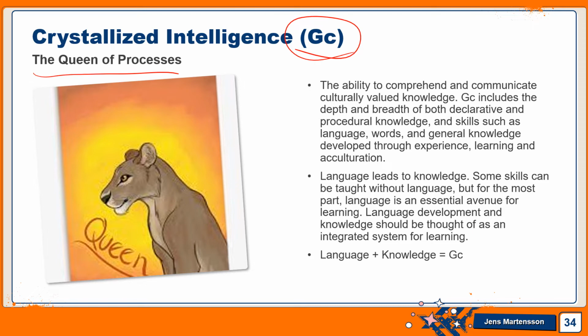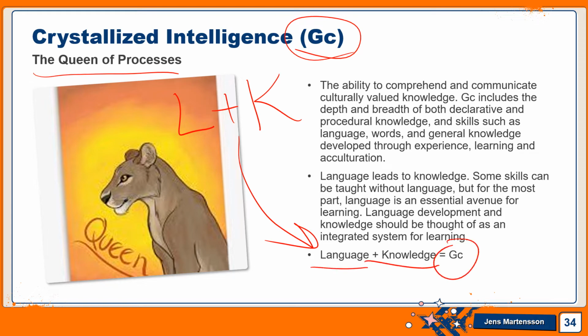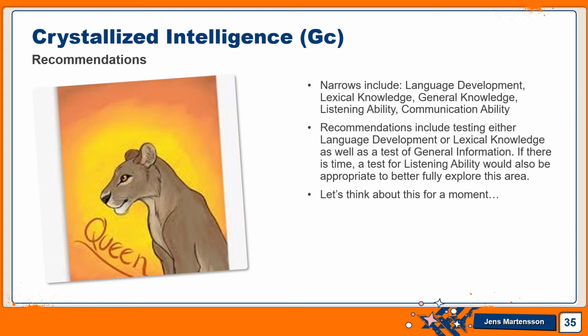For time's sake, you can read this, but basically there's two things that go along with GC. You've got to have language and you've got to have knowledge. So language plus knowledge equals GC, right? So when you're testing GC, the recommendation is to test either language development or lexical knowledge, which are the narrows, as well as general information. And if there's time, listening ability would be great, but you don't have to have it.